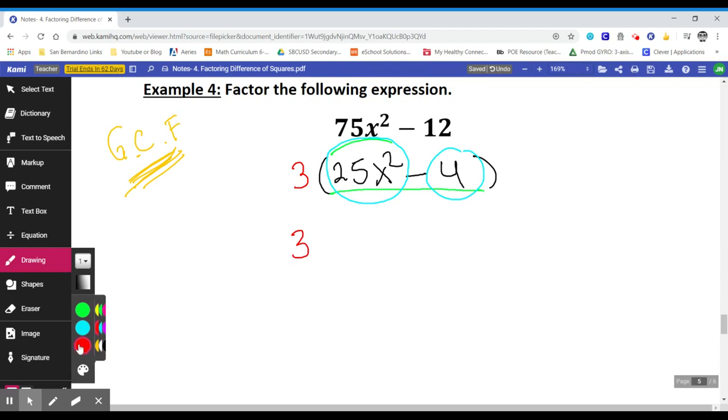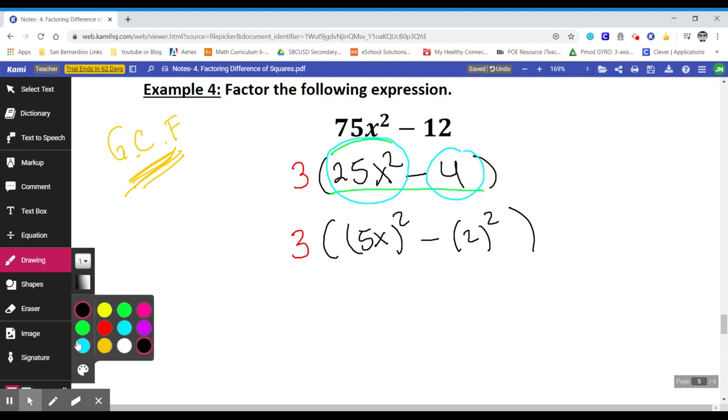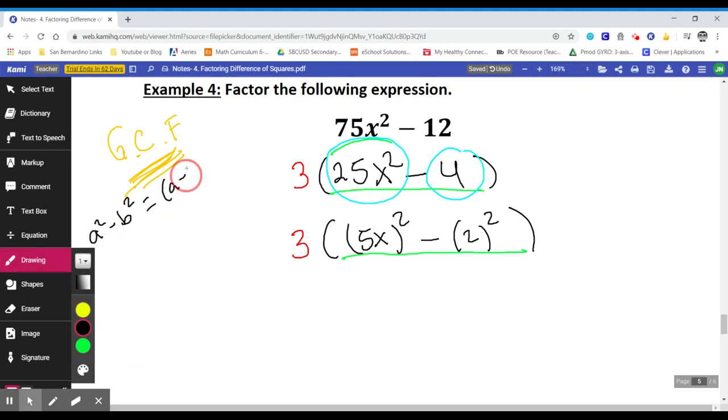So this is just 3 multiplied by 5x to the power of 2. I'm putting parentheses because it's the whole thing squared, and then subtracted by 2 to the power of 2. So basically what this is saying is that you can actually use the difference of squares on the inside and then jump straight into the answer without having to do the x in the box. So I'm going to go ahead and write it in case you forgot. A squared minus b squared is equal to a minus b multiplied by a plus b.